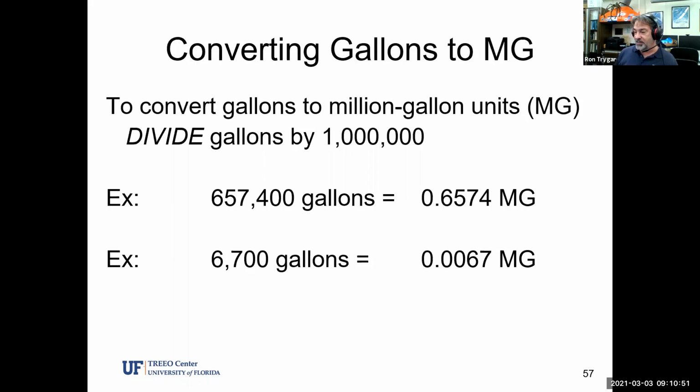We have 6,700 gallons. Again, divide by the number 1 million. I'm just going to put up the numbers here, not the units. So just remember, it's 6,700 divided by 1 million, and the answer is 0.0067 mg, just like we show here on the slide. That's what I got. And the 0 in front of it represents that it's less than a whole number.